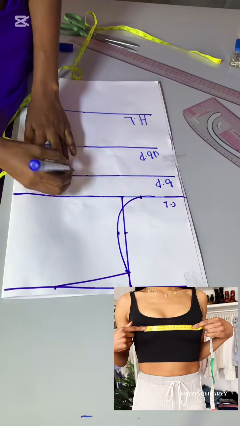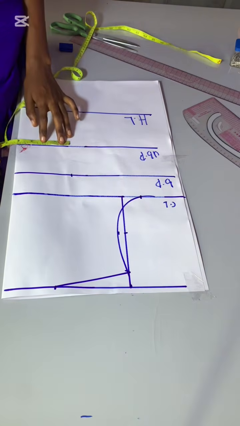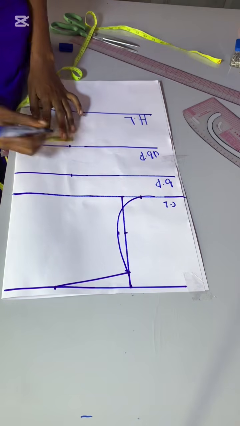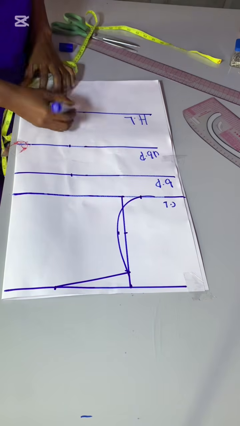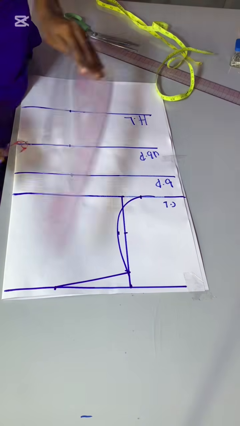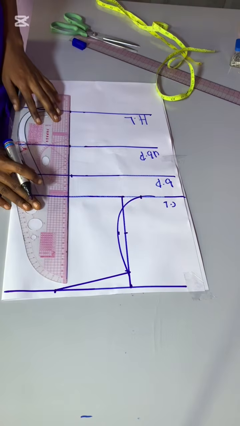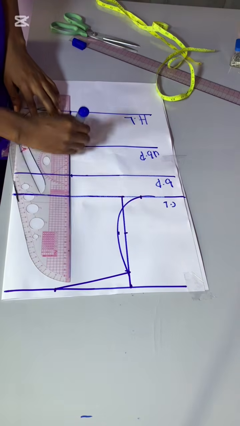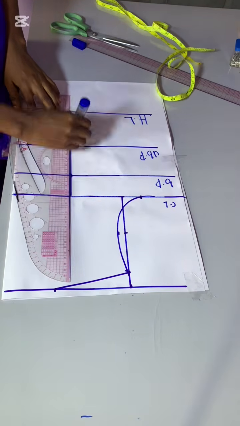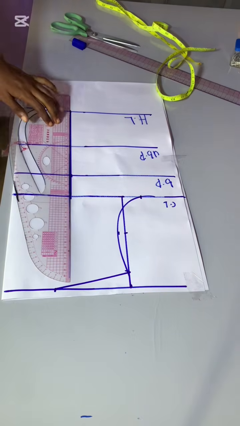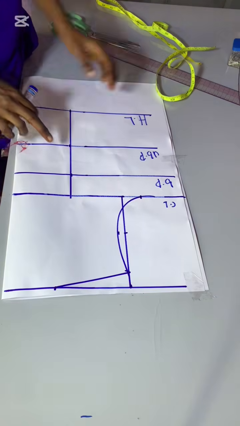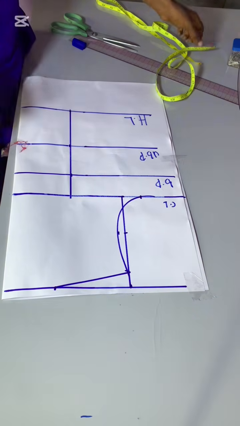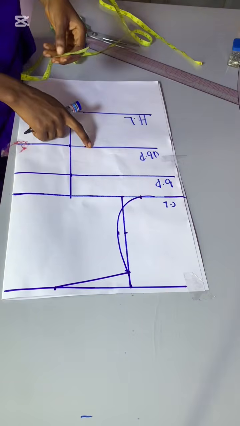You mark your nipple to nipple measurement. You can see the way you can measure it on the image on the screen. So measure your nipple to nipple measurement, whatever it is, divide it into two. You mark it. If yours is 8 inches, that means when you divide it into two, you mark 4 inches. Then you mark it up to the bust points. You can also extend it to the chest line. Do you understand?